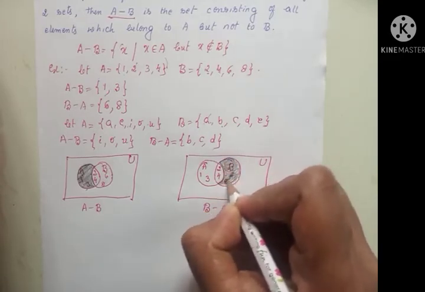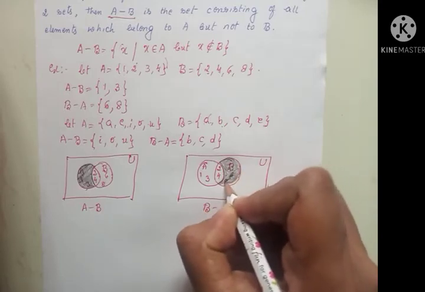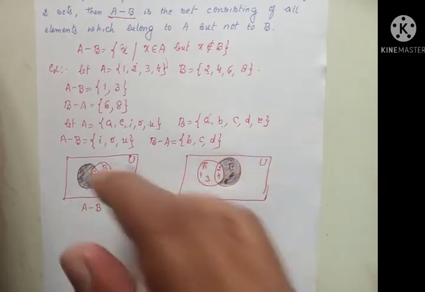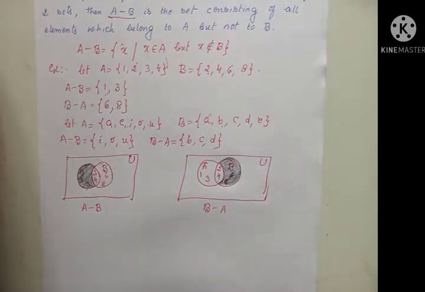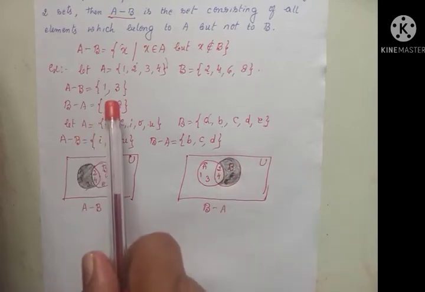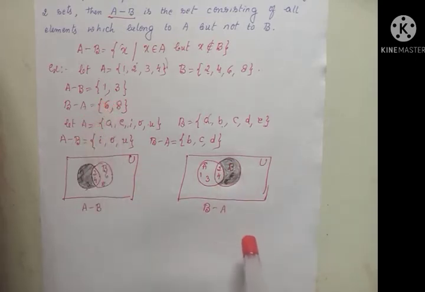If you want to draw a Venn diagram, no need to write the numbers. Just draw two circles representing the sets A and B, and remember A minus B means you have to circle only this portion, and B minus A means you have to circle only this portion. I hope that is clear from this example. So this is about the difference of two sets, and from this you clearly know that A minus B is not equal to B minus A.